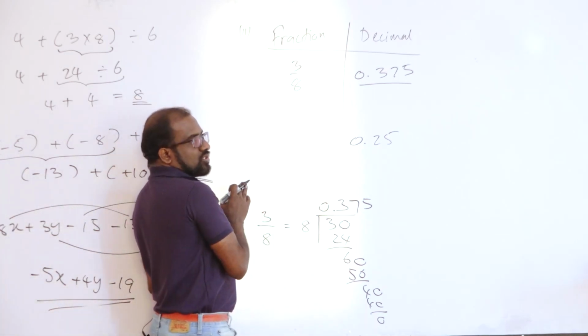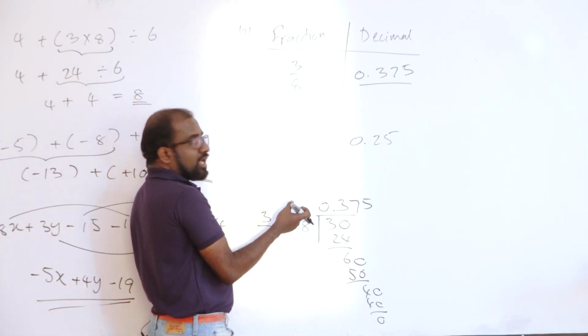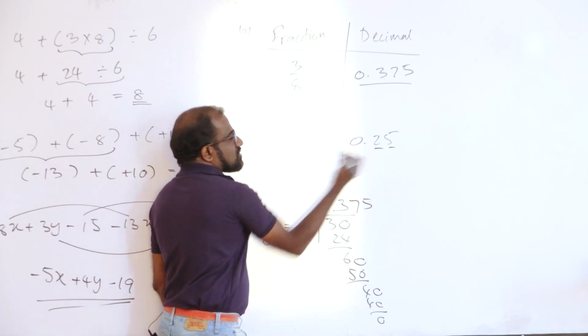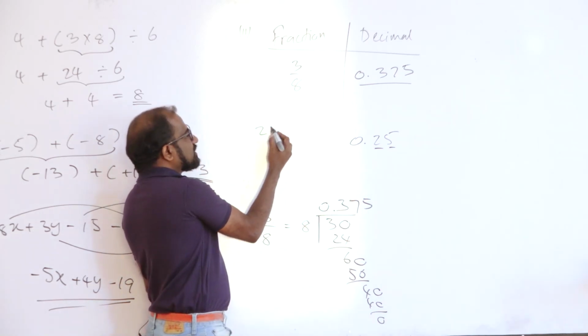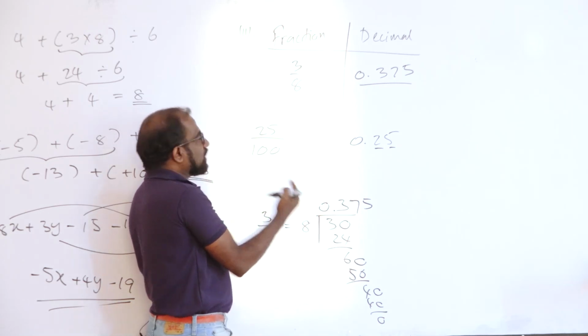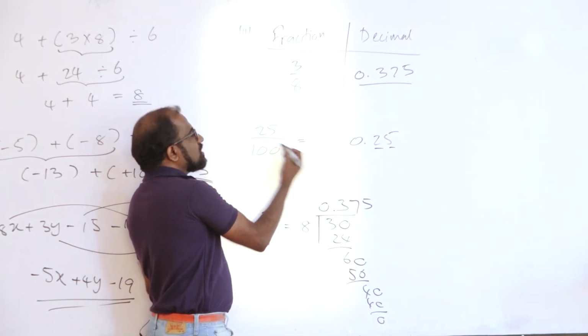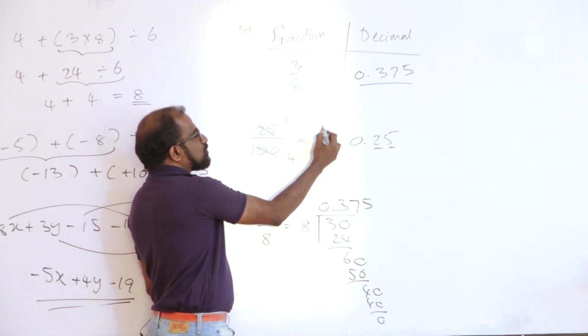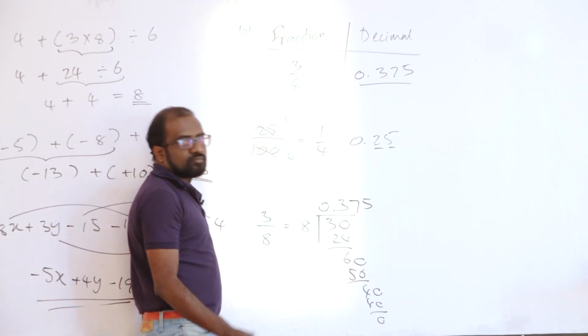0.25, how can you write it as a fraction? 2 decimal places, and our denominator is 100. 25 over 100, simplify, what do we get? 25 times 1, 25 times 4. 1 over 4.